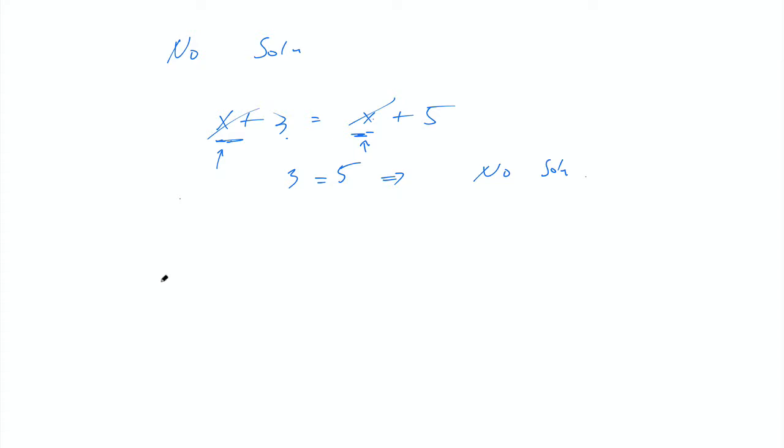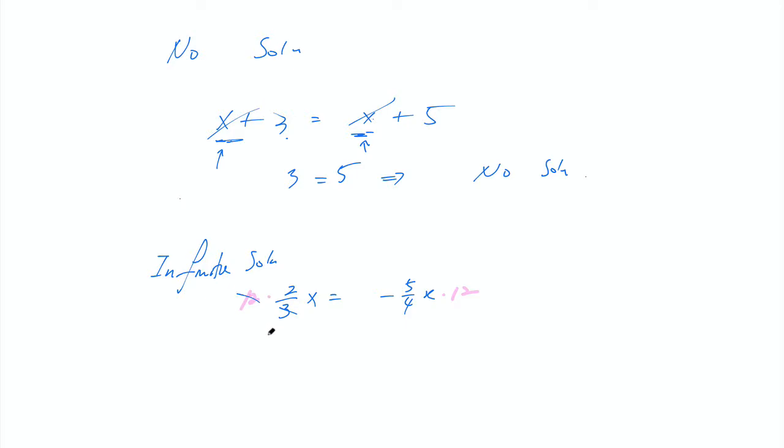Here's an example where x can be anything it wants to be. 2 over 3x is equal to minus 5 over 4x. This is going to have infinite solutions. So let's try to collect the x by multiplying both sides by 12. So multiply both sides by 12.